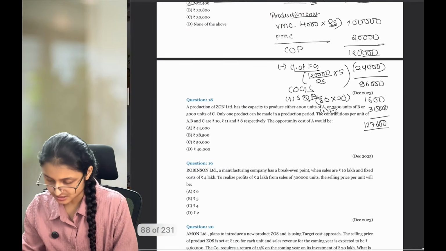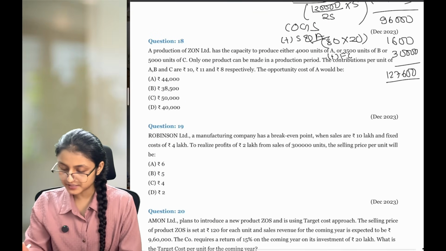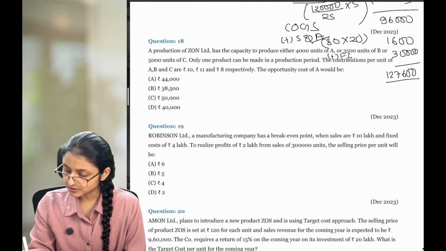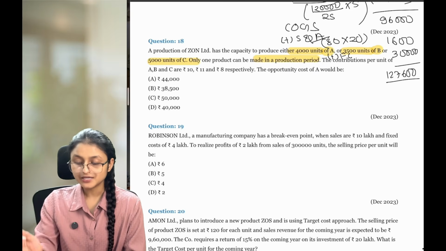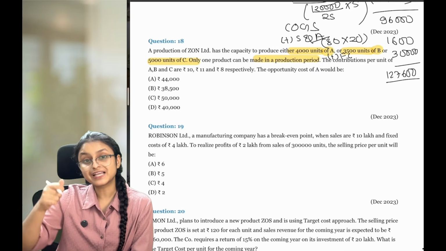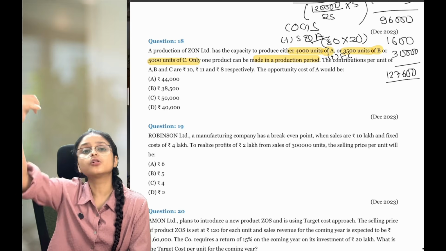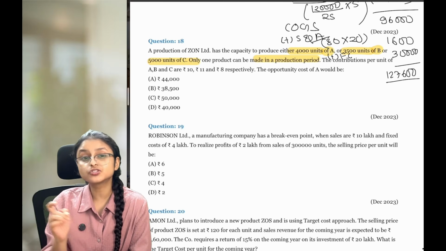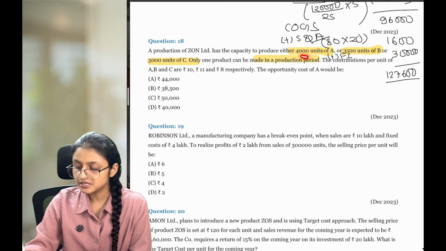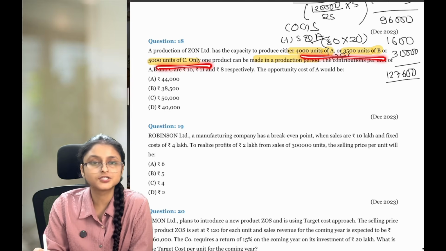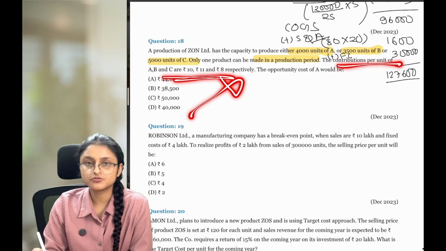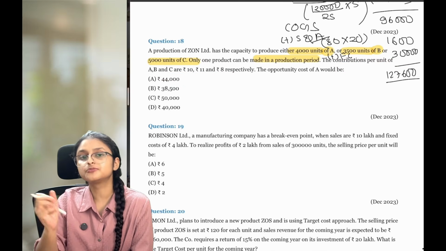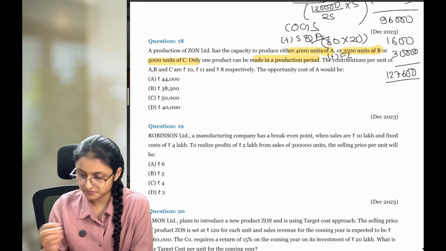Okay? Next question. A production of Zone Limited has the capacity to produce either 4,000 units of A, 3,500 of B, or 5,000 units of C. Only one product can be made in a production period. If you notice, a question where only one product can be made in a production period was also there previously. But in that question, there was no limitation as such for the demand. But here we have the limitation of the demand or the units which we can produce. Okay? Hence, we can't decide only on the basis of production per unit. We have to calculate the total contribution and then decide what is the product which we will produce.